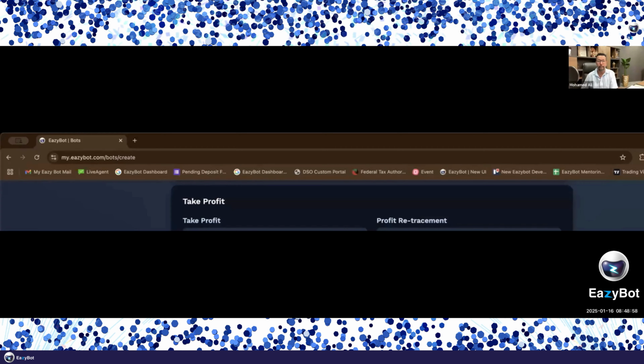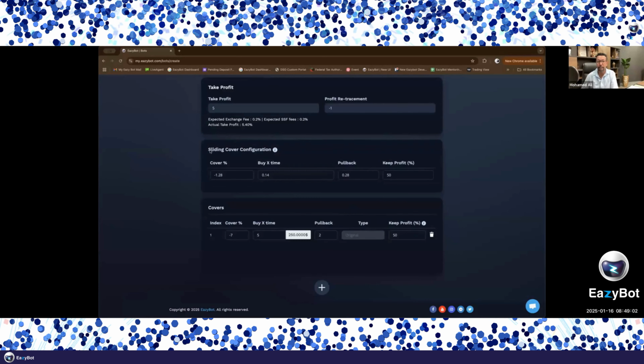Let me go back and show you. Now these are the bot settings. If you see here, this is sliding cover. This is new. This is not in the moving average. So let's change the parameters of this.